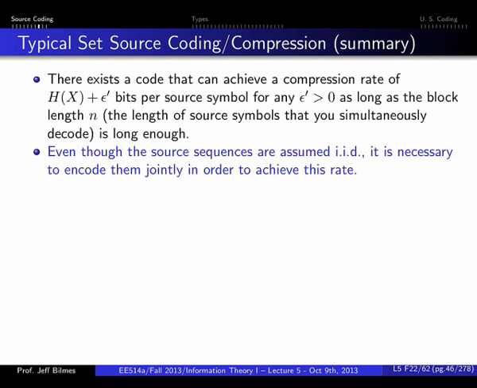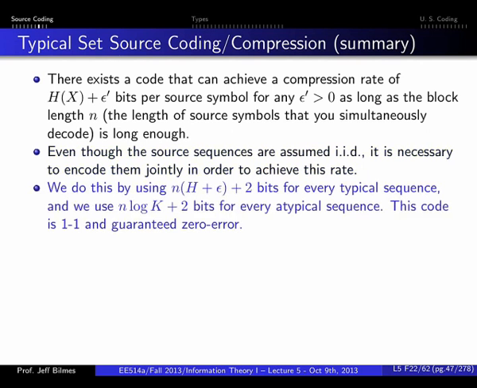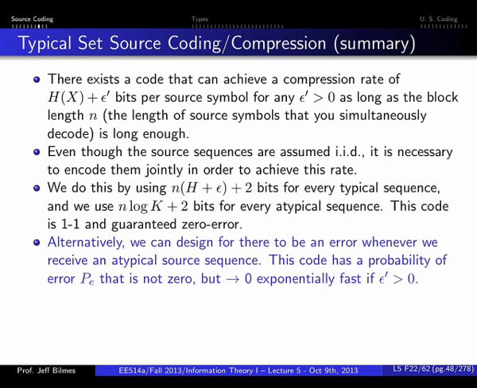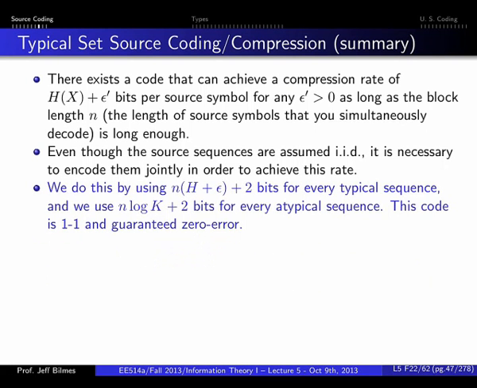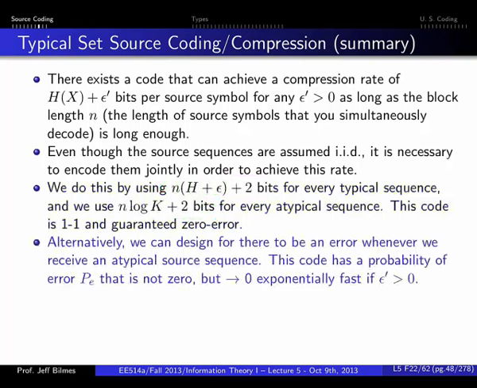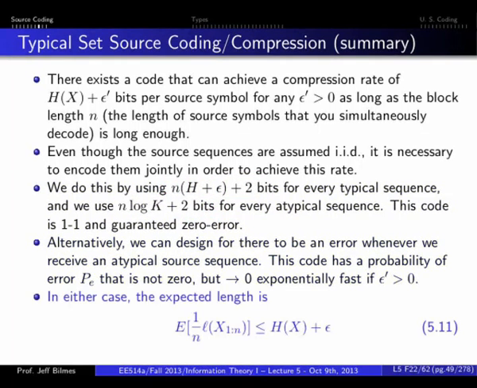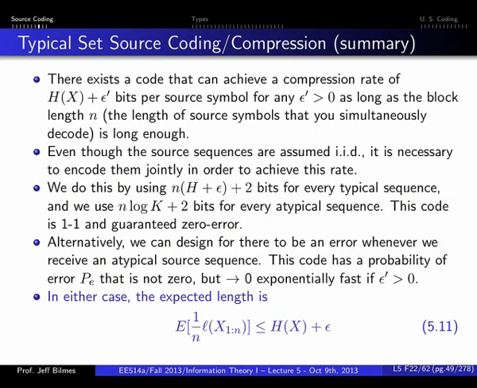So we already talked about this. Even though the source sequences are assumed IID, you must encode them jointly to achieve this rate. You know why now? We use this many bits per typical sequence, and this many bits per atypical sequence. Or alternatively, we just throw away the atypical sequences and get an error, but the error goes to 0 exponentially fast. And in either case, we get an expected length in terms of number of bits per source symbol of essentially the entropy.